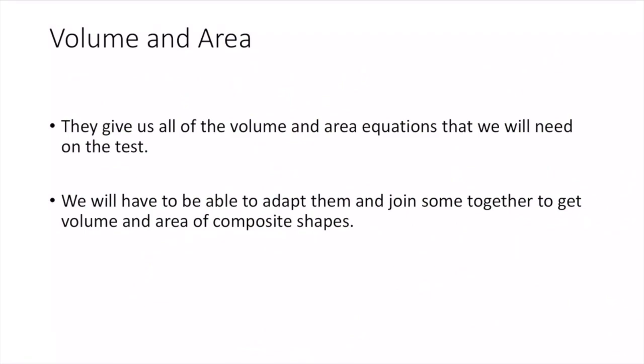Okay, so volume and area. Now the last thing we'll talk about here, they're going to give us the equations that we need. Okay, a lot of times though we'll have to combine them together, either by adding them together, subtracting them, whatever the case is. Okay, because they'll give us what they call composite shapes, which is just two or more shapes that make up a new one.